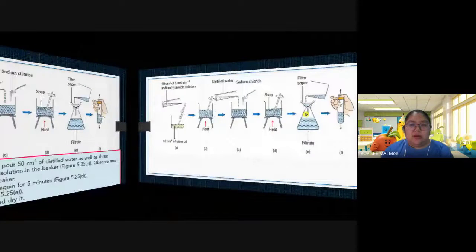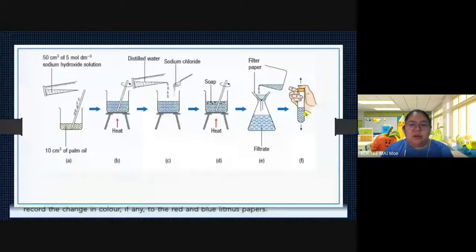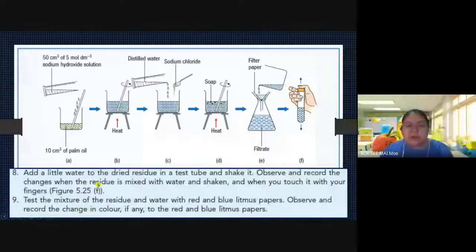So from here, they say add a little water to the residue in a test tube and shake it. Now observe and record the changes of the residue in the mixture with water when shaken. And when you touch it with your finger, you find it is not sticky, just like soap. It becomes very smooth on your hand.